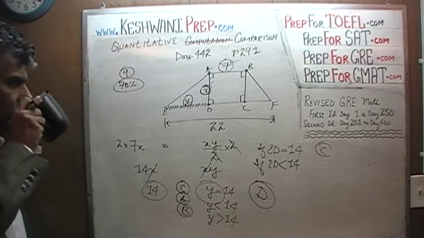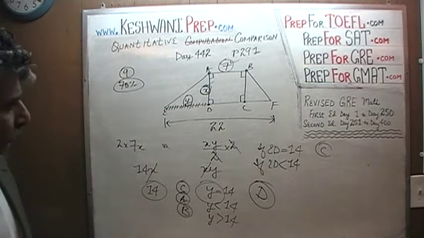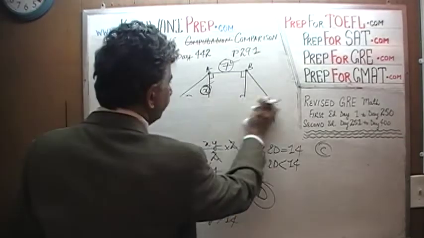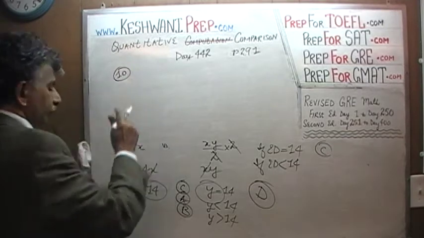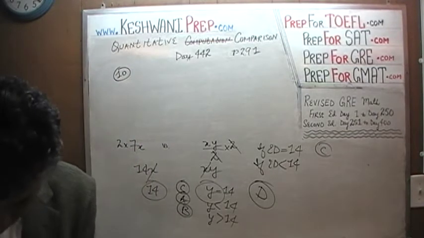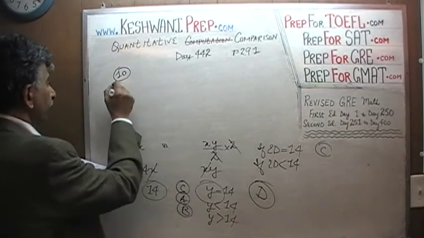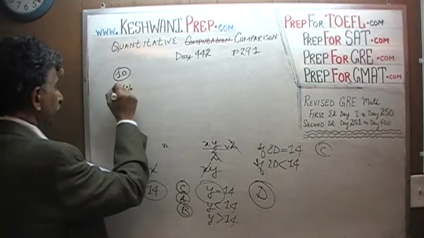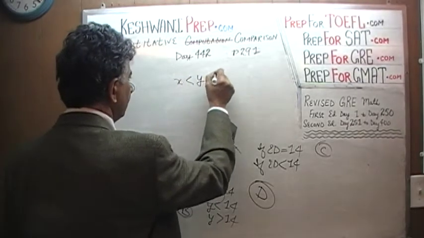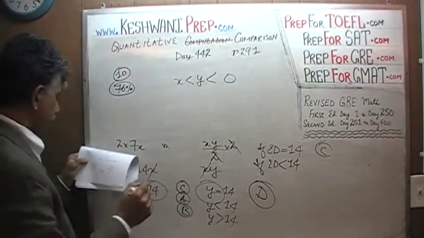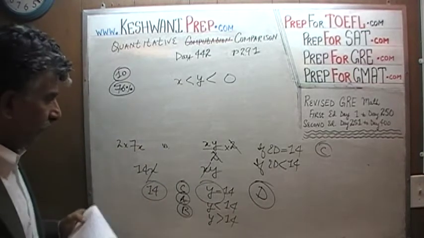Question number 10. When it was given on the exam, 76% of people had no trouble with it at all. We are told that x is less than y, which in turn we are told is less than 0. And what we are being asked to compare are these quantities. I have to erase everything.